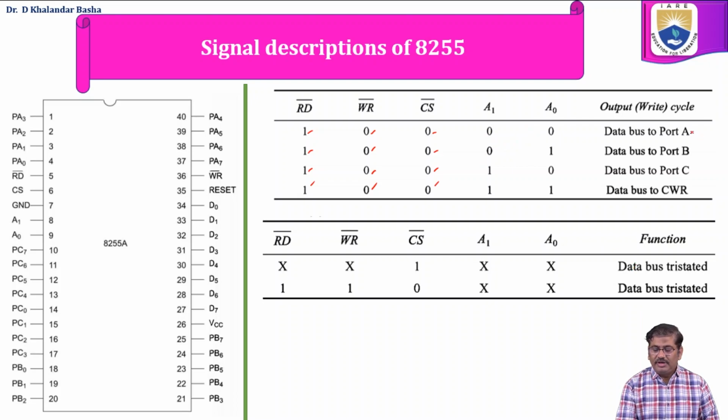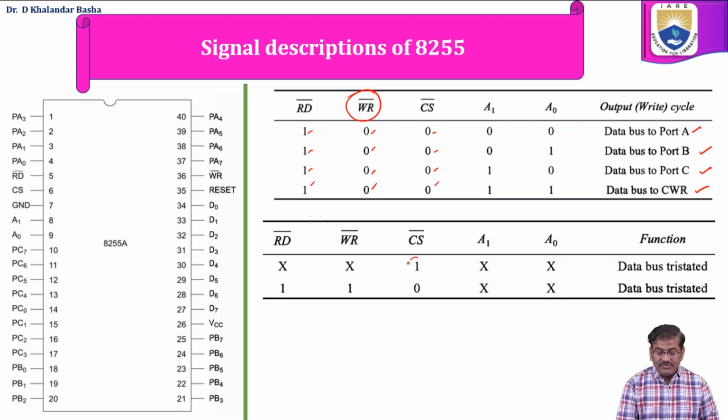So 0, 0 is for port A. 0, 1, which operation is it performing? Write operation to port B. 1, 0, write operation to port C. And 1, 1 corresponds to control word register writing.